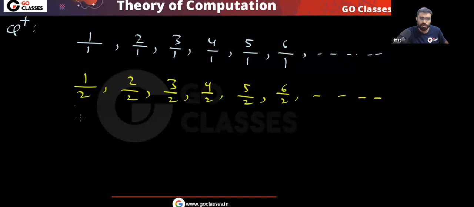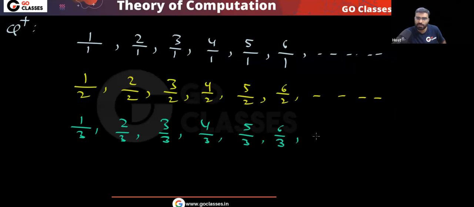In the third row, you put when the denominator is 3. So far, is this clear? Please tell me. In the fourth row, you put when the denominator is 4.